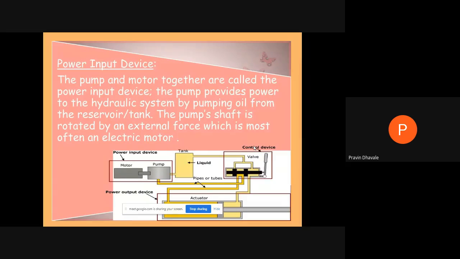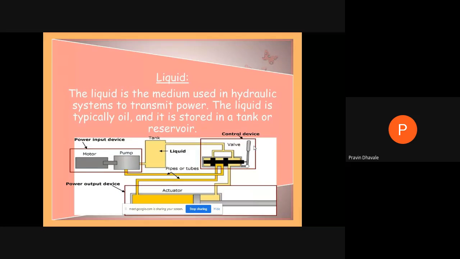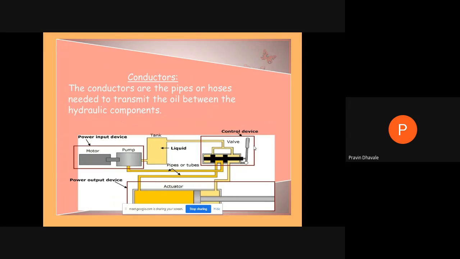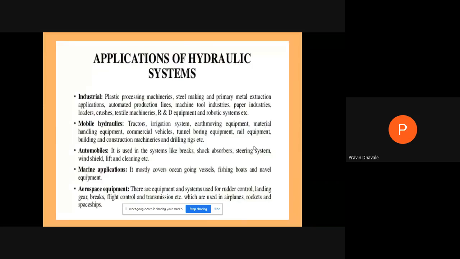What is the power in case of a hydraulic system? What is the power input device, control device, power output device? What is the liquid? Liquid is nothing but oil in case of hydraulics, that will transfer the hydraulic energy from one element to another element. Conductors are some kind of piping network. It may be a metallic pipe or hoses, those are carrying the pressurized fluid from one device to another device. We see the advantages, drawbacks, specific applications of the hydraulic system.